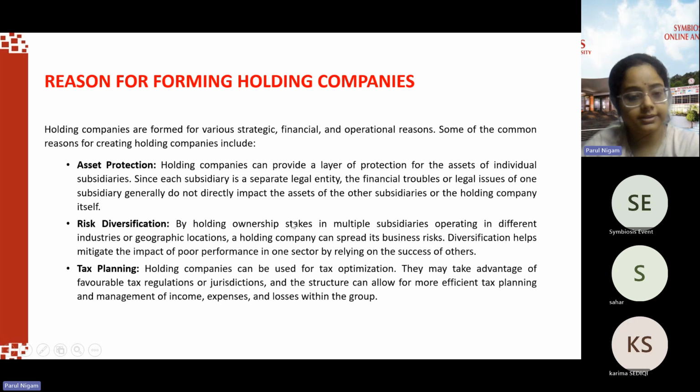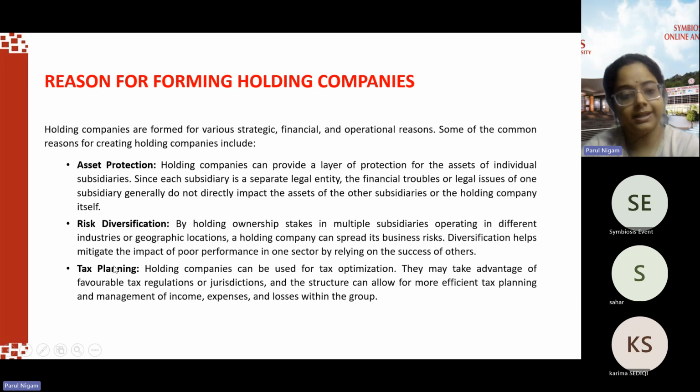Then risk diversification. By holding ownership stakes in multiple subsidiaries operating in different industries or geographical locations, a holding company can spread its business risks. Diversification helps mitigate the impact of poor performance in one sector by relying on the success of others.